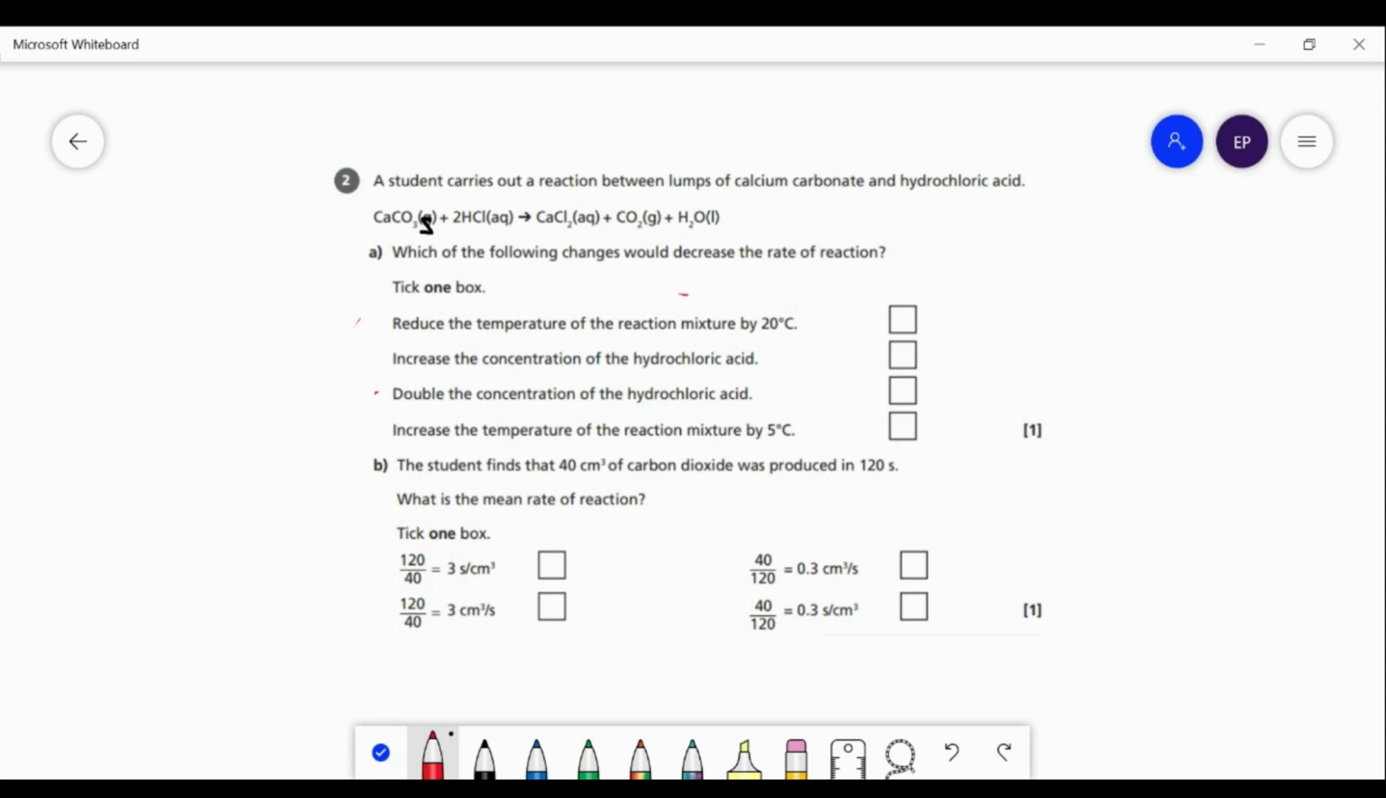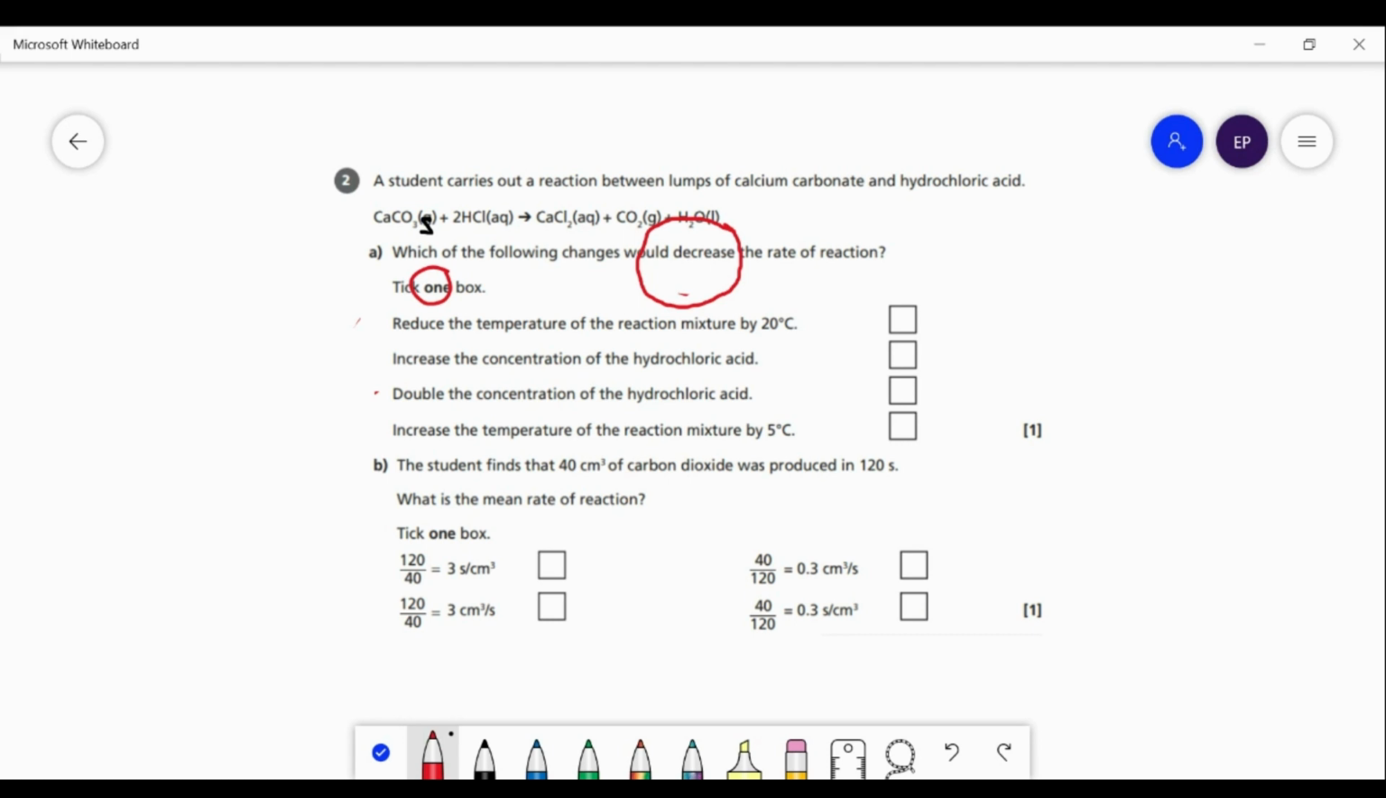A student carries out a reaction between lumps of calcium carbonate and hydrochloric acid. Then we've got the equation. So the calcium carbonate is reacting with hydrochloric acid to form calcium chloride, carbon dioxide gas, and water. A. Which of the following changes would decrease the rate of reaction? So let's look at the options, and we need to tick just one of the boxes.